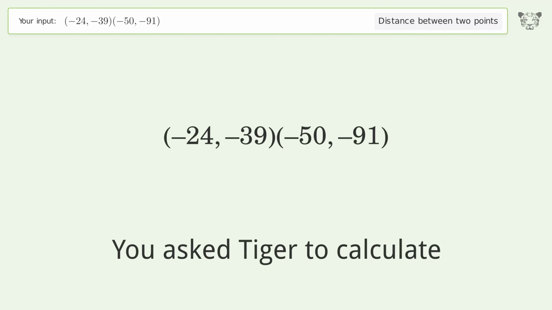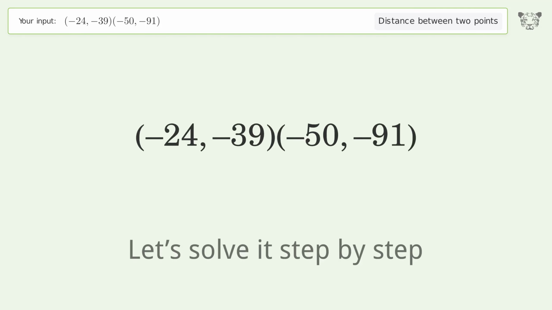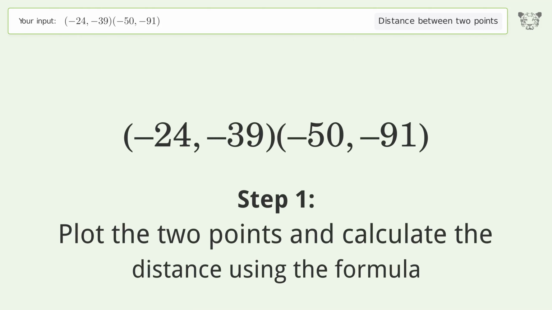You ask Tiger to calculate. This deals with the distance between 2 points. The distance between the 2 points is the square root of 3,380, or 58.138. Let's solve it step by step. Plot the 2 points and calculate the distance using the formula.